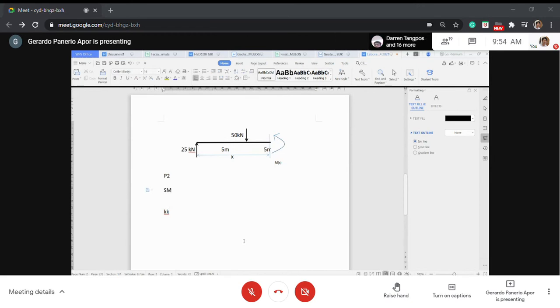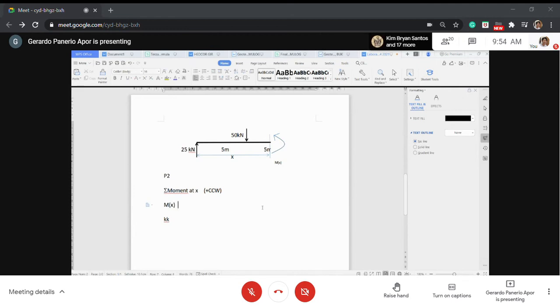Summation of moment at x. So I sum up moment at x. So I will change this into a symbol. Now I will just say positive counterclockwise. So looking from the diagram here, this moment here is Mx, and that rotates in a clockwise direction. So that's why it has a positive sign.